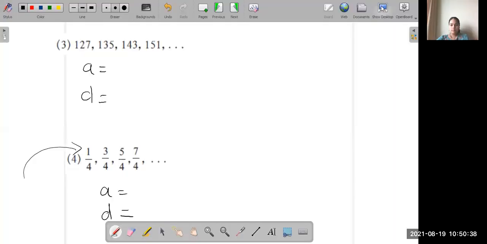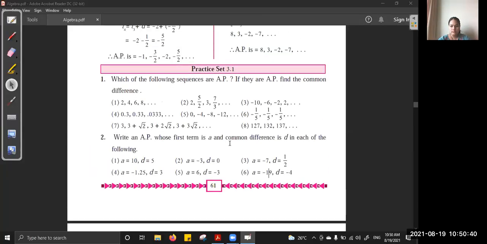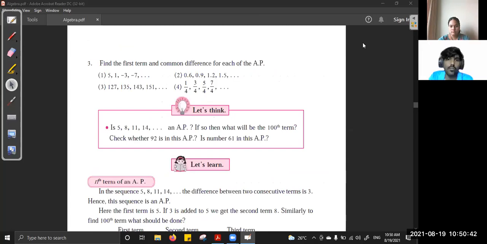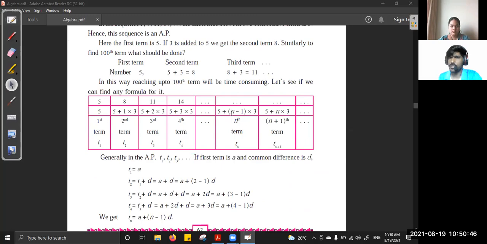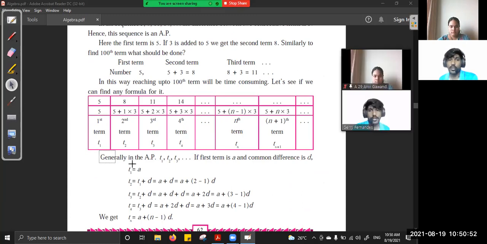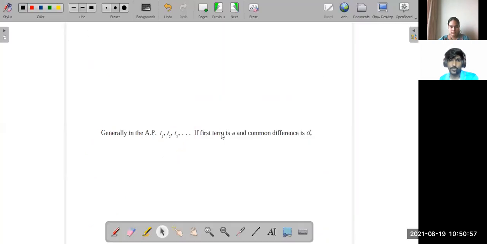Now, that was the last part of exercise 3.1. Now, let's start with the concept which we need for 3.2. Okay, now this is a very easy concept. You just need to remember one formula, and that is called the Tn formula. Now, what is the Tn formula and when to use it? I'll tell you that first.